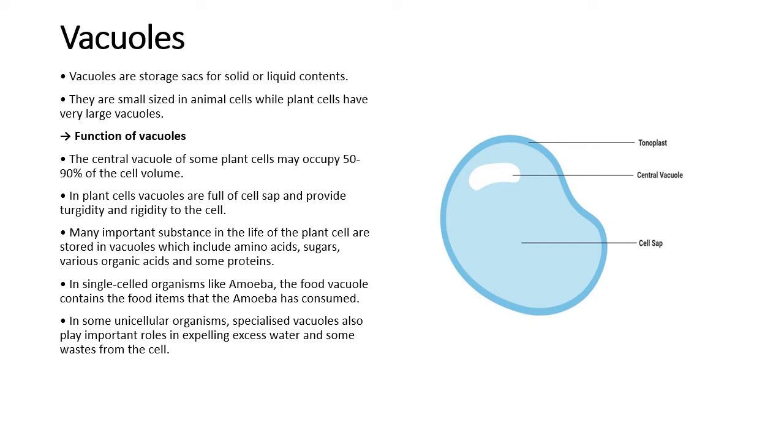Turgidity means a state of being turgid or swollen, especially due to high fluid content. Many important substances in the life of a plant cell are stored in vacuoles, which include amino acids, sugars, various organic acids, and some proteins. In single-celled organisms like amoeba, the food vacuole contains the food items that the amoeba has consumed. In some unicellular organisms, specialized vacuoles also play important roles in expelling excess water and some wastes from the cell.